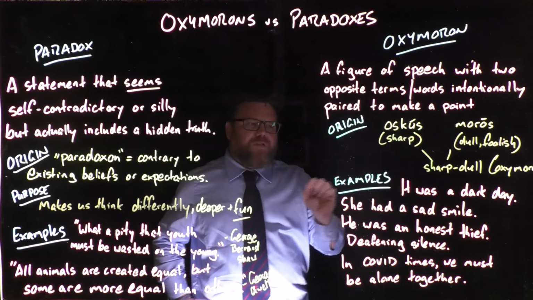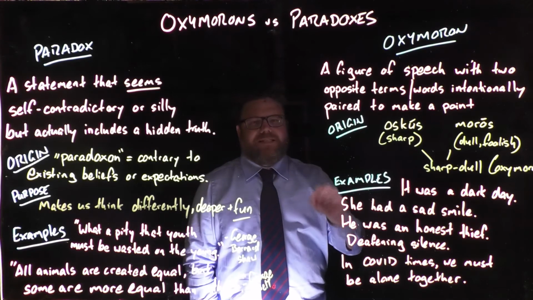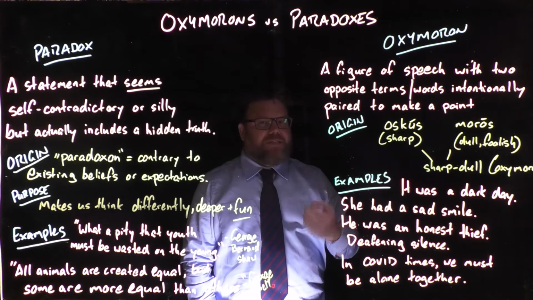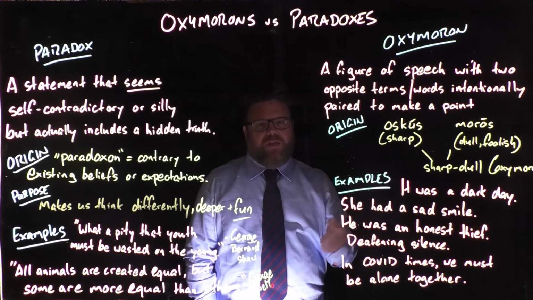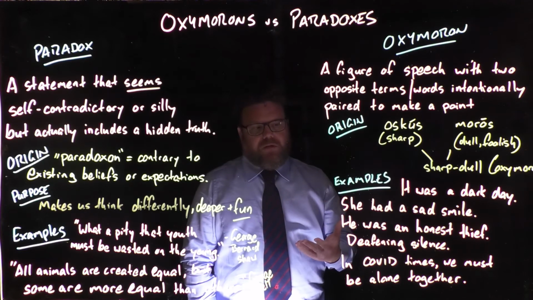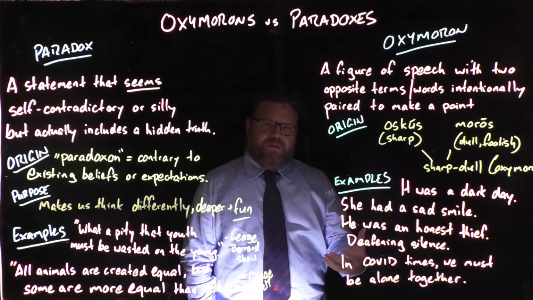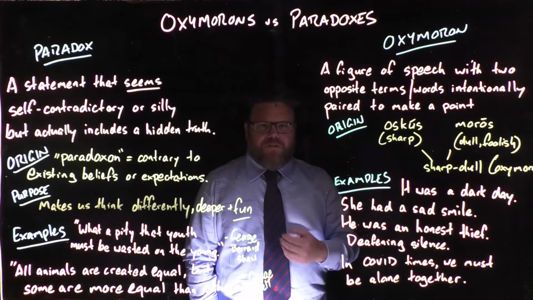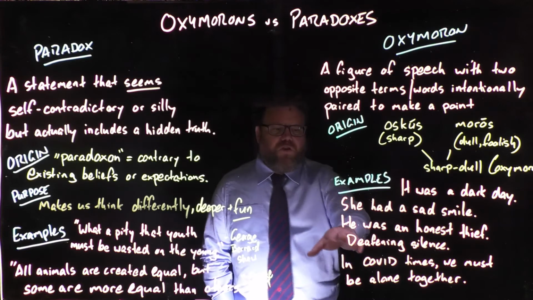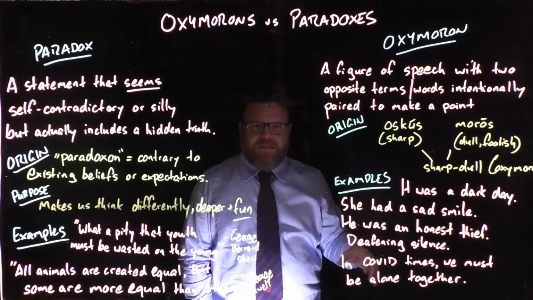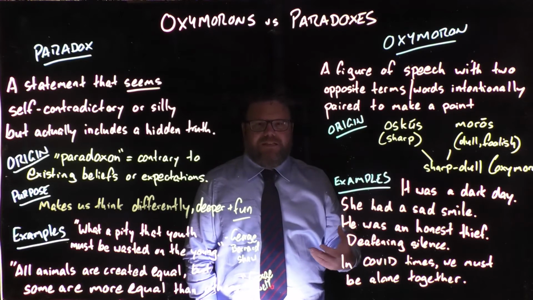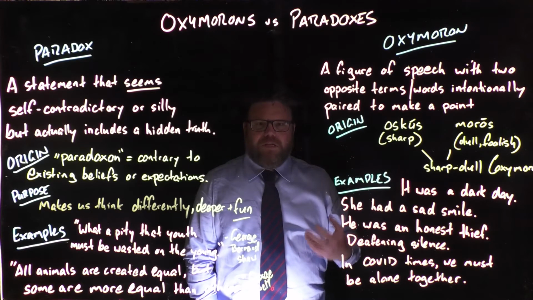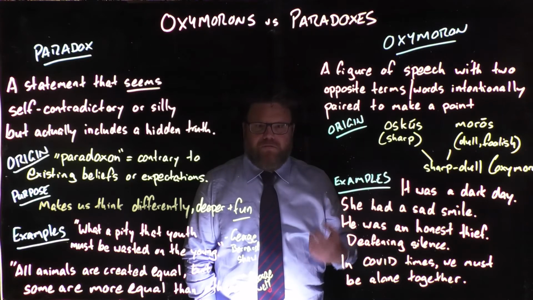So an example of an oxymoron is something like, it was a dark day. Day is generally associated with light, but if it was a dark day, we've got an oxymoron there. She had a sad smile. He was an honest thief. So yes, he was a thief, but he had a certain code that he followed. So he was an honest thief. His joke was met with deafening silence, to exaggerate this idea that sometimes silence can feel louder than the biggest crash because you're very aware of it.